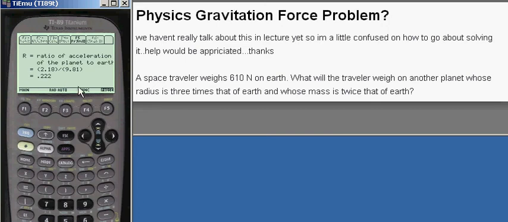But now we need the ratio of that, so we're going to give the ratio of the acceleration of that planet to the Earth's acceleration, and that's 2.18 compared to 9.81 meters per second squared, right? So this is 0.222 is the answer, and so the person's weight at the planet would be 610 times 0.222, you get 35.6 units, and you'd put down newtons on this because the original problem was the space traveler weighed 610 newtons, okay?